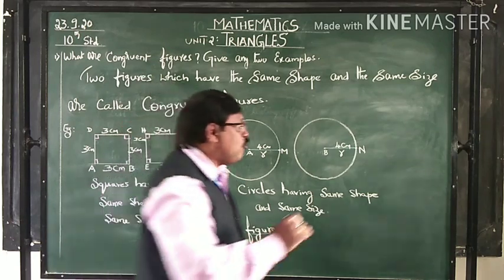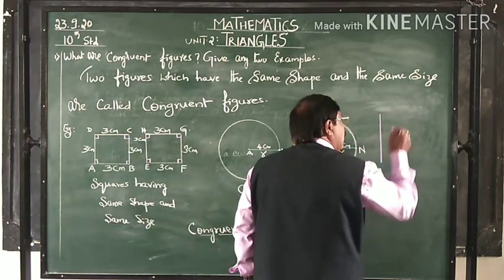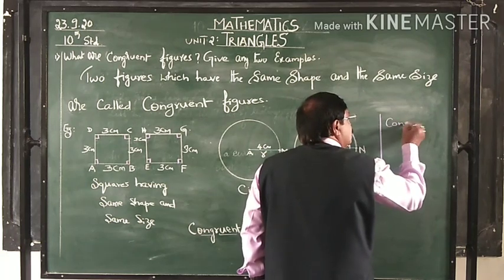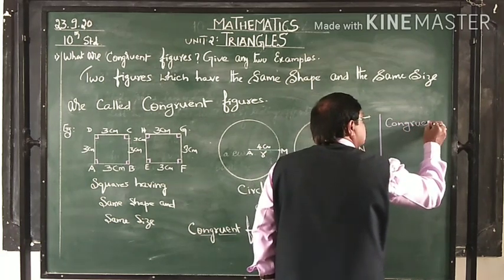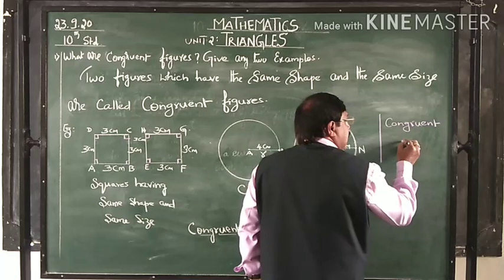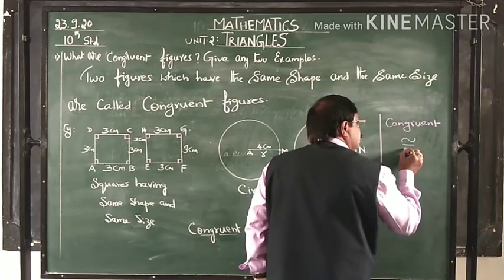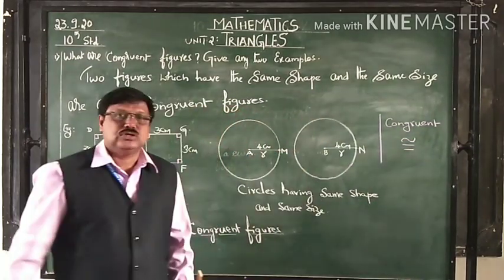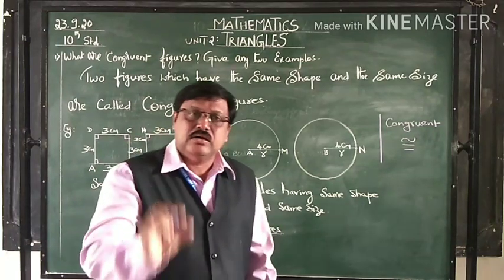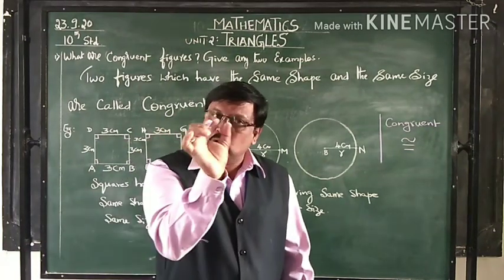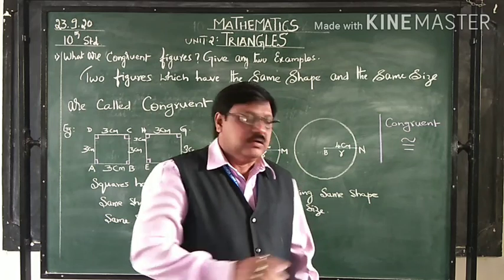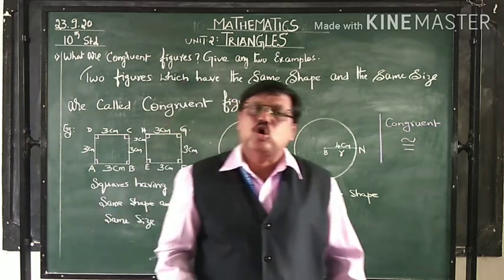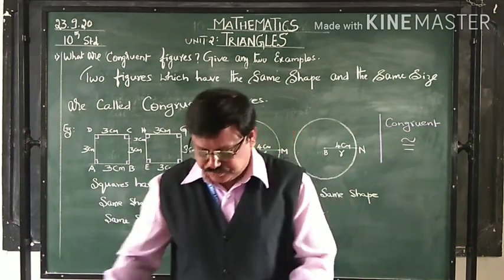You know the symbol of congruent? Congruent symbol you should write like this. Horizontal S and below that equal sign. This is about congruent figures.